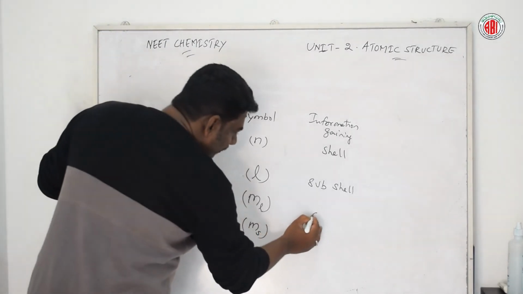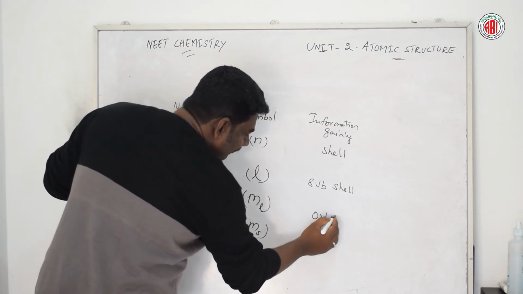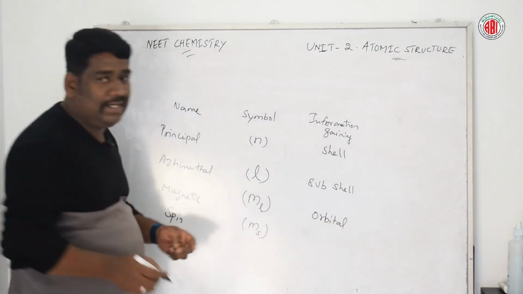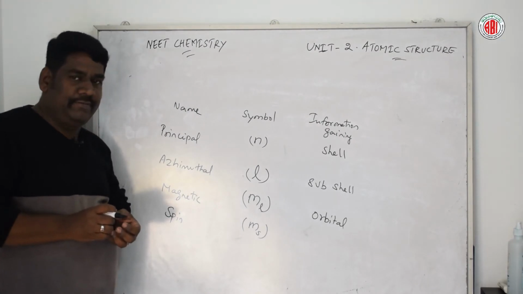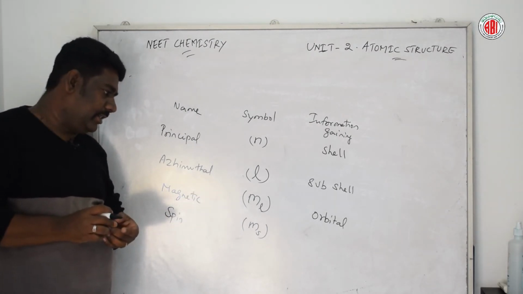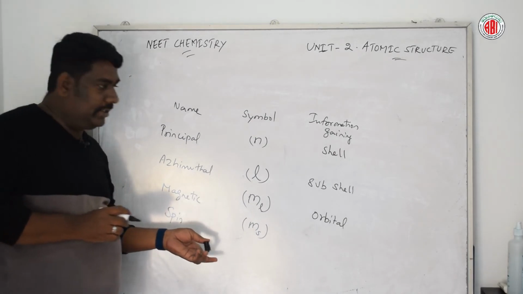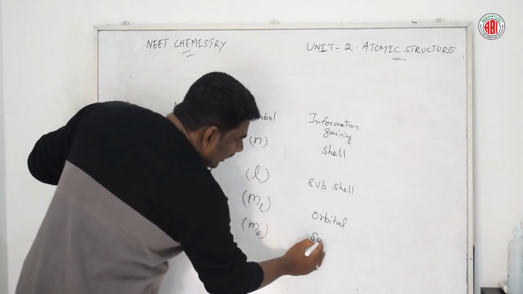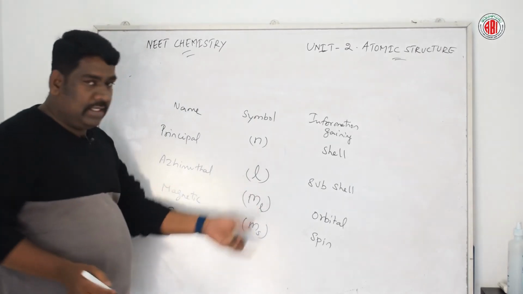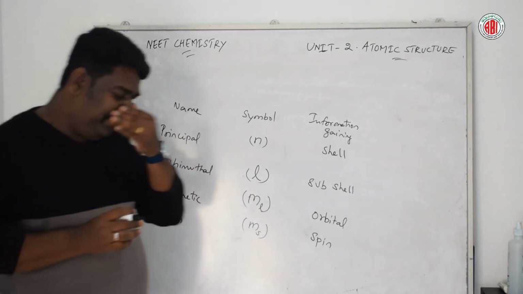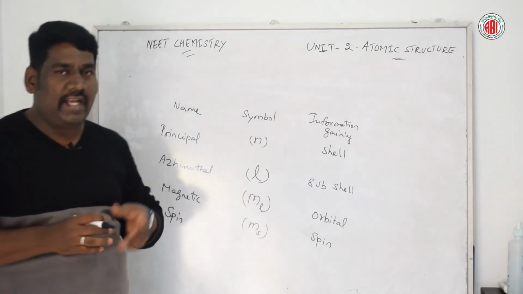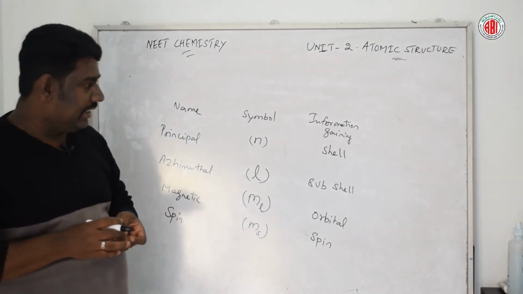And magnetic quantum number could explain about orbitals. What is the meaning of orbital and what are the different types of orbitals? Now SPDF, different types of orbitals. Spin quantum number could explain about the spin orientation of the electron. The electrons are undergoing spin orientation, the clockwise direction and anti-clockwise direction.